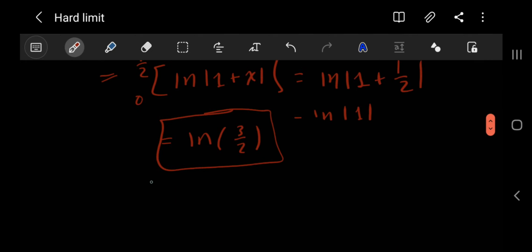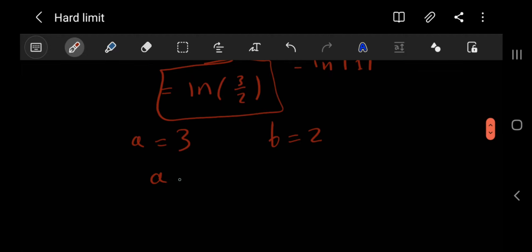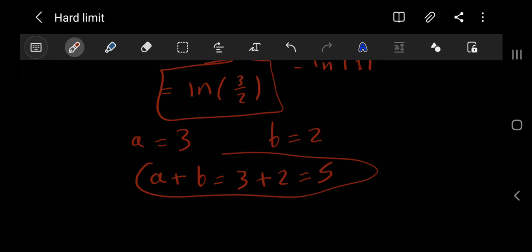So we can see that a is equal to 3 and b is equal to 2. So the required question was what is the value of a plus b, so it is 3 plus 2, which is 5.